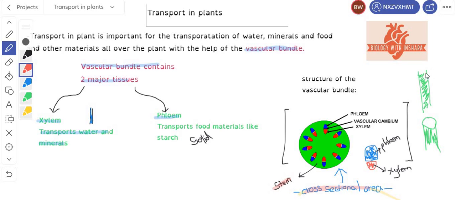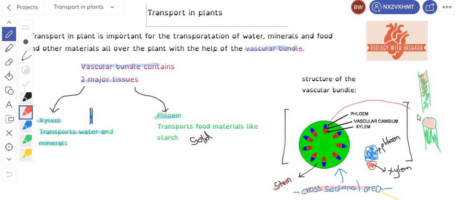This is what a stem should look like. And this is the region that we are magnifying to further understand, which you can see right here. So we're understanding this in further detail.